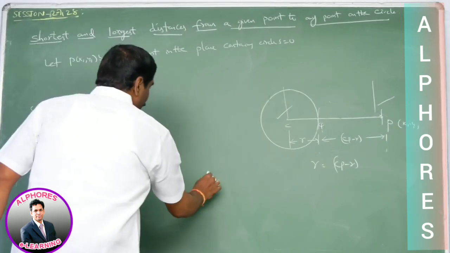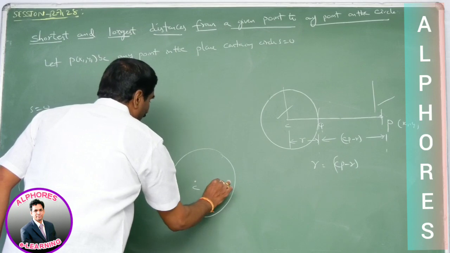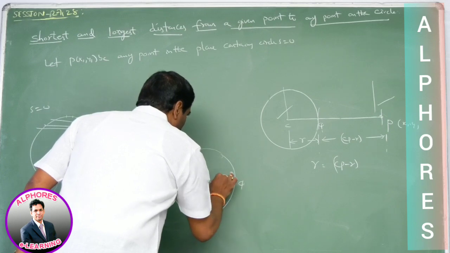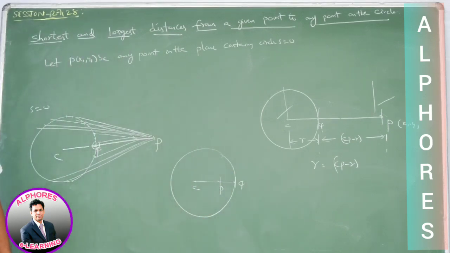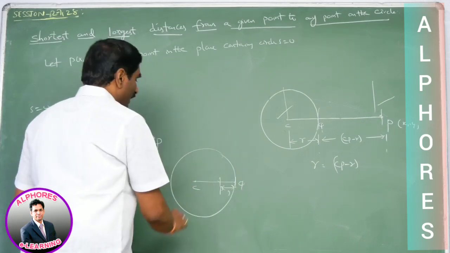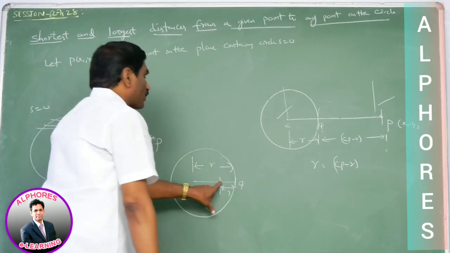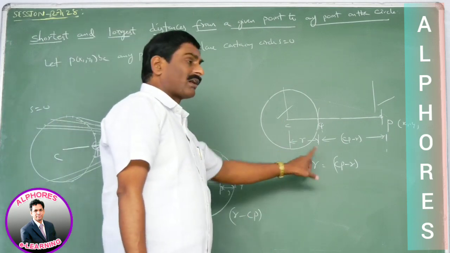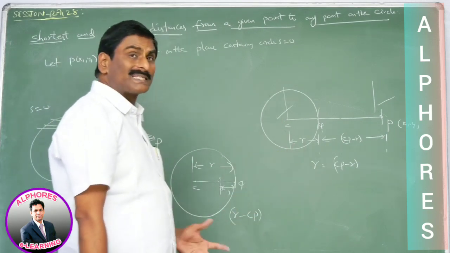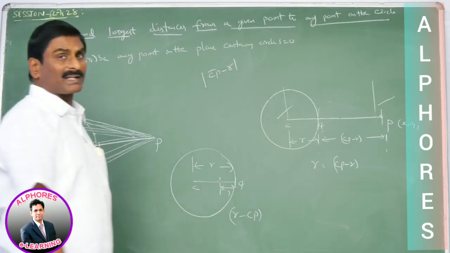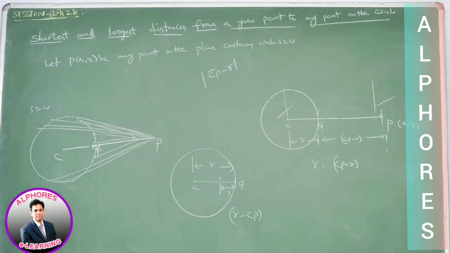Suppose the point lies interior to the circle. Then join the line CP. It cuts the circle at Q. Here PQ is the shortest distance. What is the value of PQ? CQ is the radius and CP is a known value, so PQ is R minus CP. In the previous case it was CP minus R, since CP is greater than R. Here R is greater than CP. Simply, the shortest distance from P to any point on the circle is |CP minus R|. We take the positive sign, since distance is always a positive quantity. Please note this point.